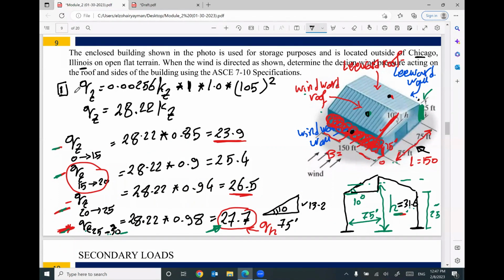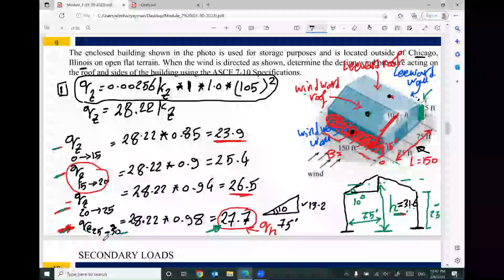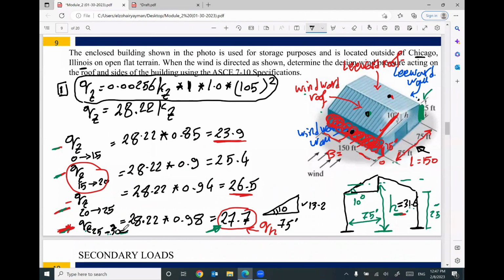So first of all, what is the fluctuating pressure using this expression? I calculated the value of QZ. Since we have different values for KZ, I have QZ from 0 to 15, from 15 to 20, from 20 to 25, from 25 to 30. We have 30 to 40, but I stopped here because the total height H I'm going to use is around 31.6, which is very close to this level. And keep in your mind, the last value for QZ at your level H is also called QH.